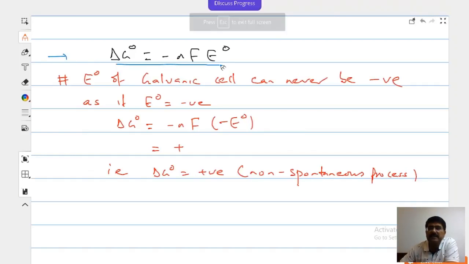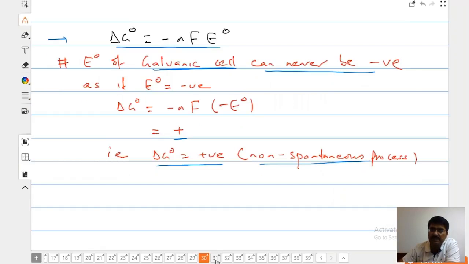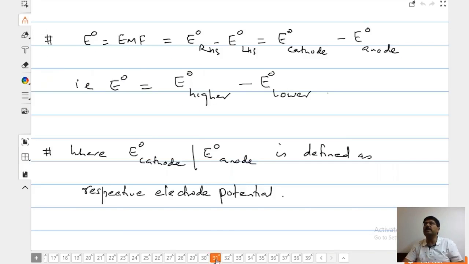Delta G naught is minus NF E naught. E naught of galvanic cell, we are saying galvanic cell can never be negative, because if E naught is negative, you put it here, delta G becomes positive, and delta G positive means the process cannot happen. The process cannot happen. So E naught can never be negative for an energy producer cell. E naught has to be always positive. That forms the basis.